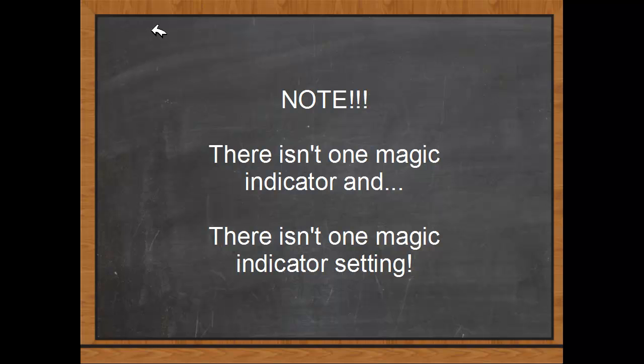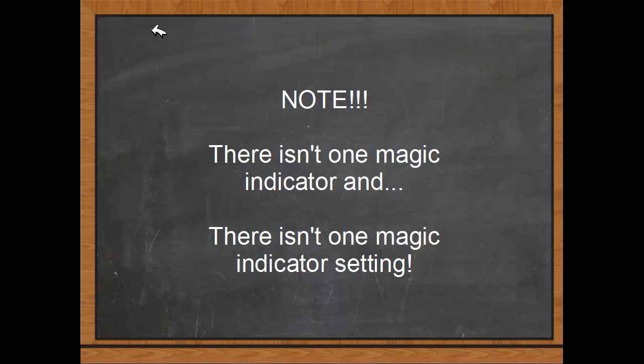Now, I can't stress this enough. There is not one magic indicator, and there isn't one magic indicator setting. I know that you're all searching for that. I've spent thousands on all kinds of fancy indicators, and I can tell you there isn't one perfect setting. The only way you'll find the perfect setting for an indicator is in hindsight, okay? In the real world of trading, that just doesn't cut it, all right?